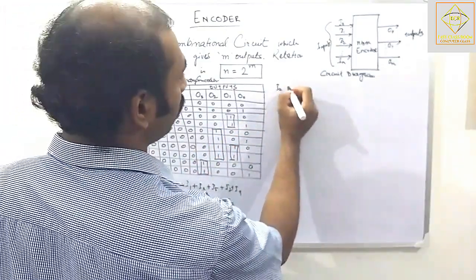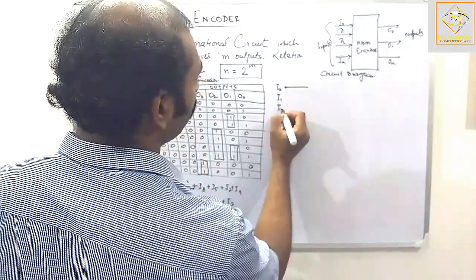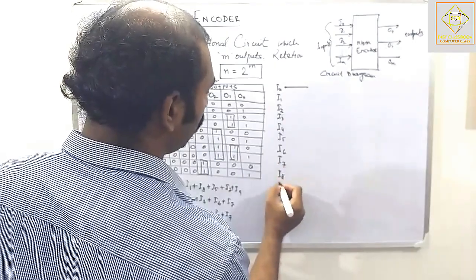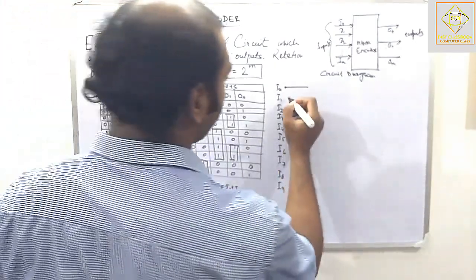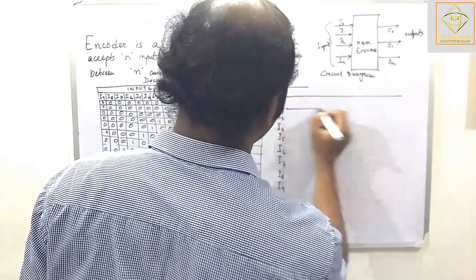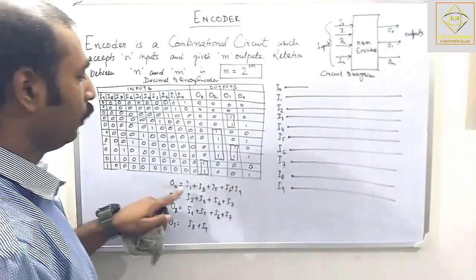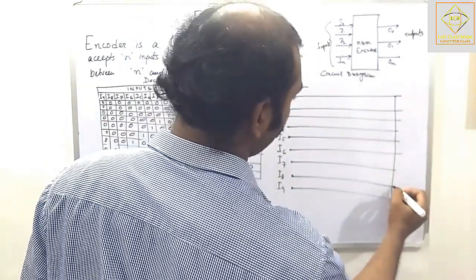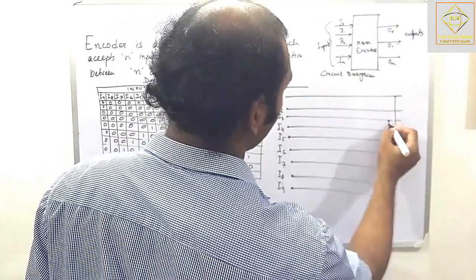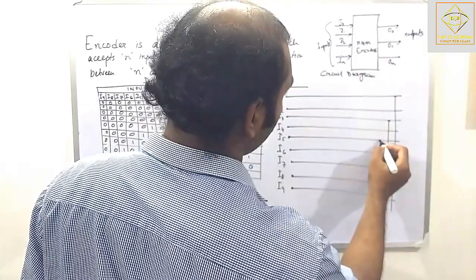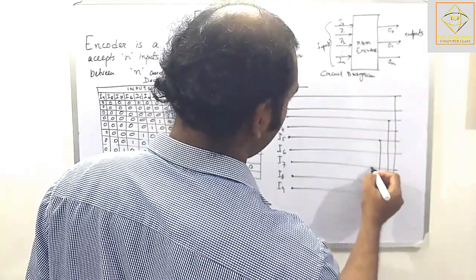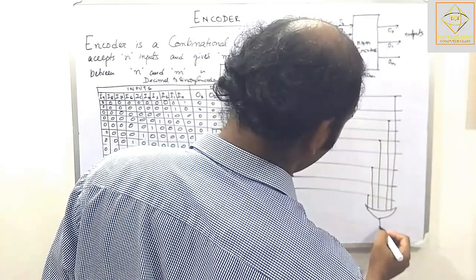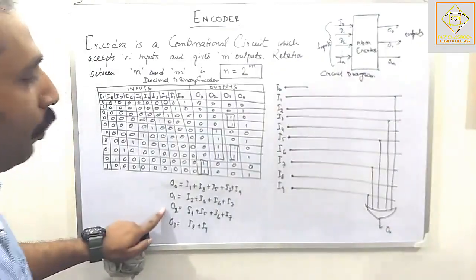So I0, I1, I2, I3, I4, I5, 6, 7, 8, 9. And we are going to extend this like this. Now for O0, we are getting I1, I3, I5, I7, I9. So we are taking I1, I3, I5, I7, I9, and we are adding these. This is O0.